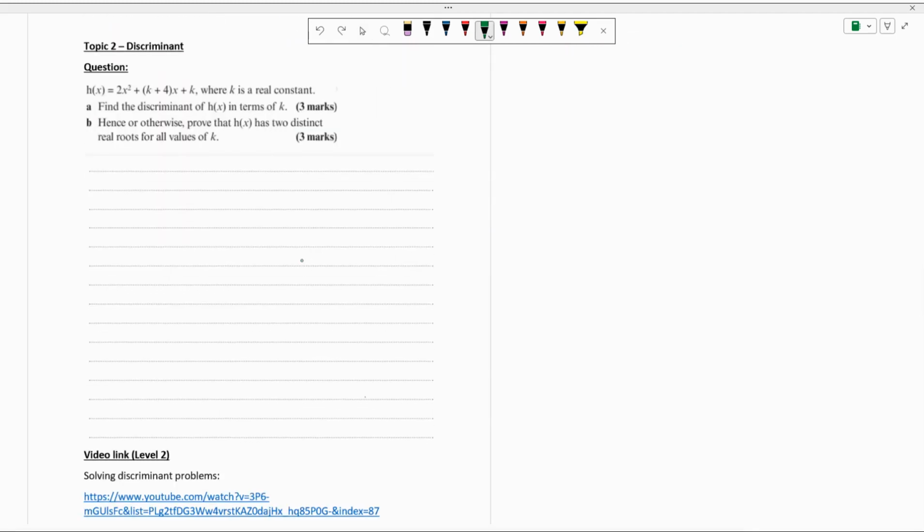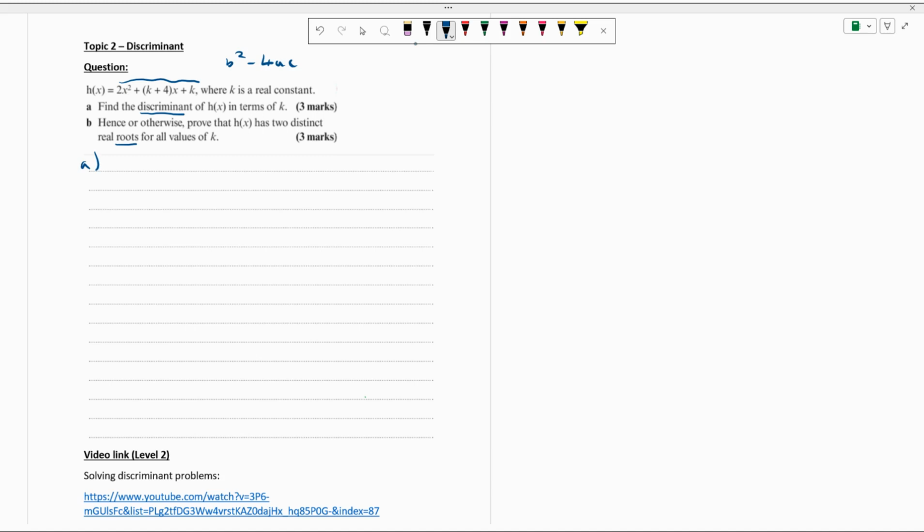Okay, so question 2, we've got discriminants. As soon as I see a quadratic and it's mentioned the word discriminant, or if it's mentioned something about roots, so if you've got real roots, two distinct real roots, or no real roots, I know I'm going to use b squared minus 4ac as part of my discriminant from the quadratic. So for the first part, it just wants you to find the discriminant.